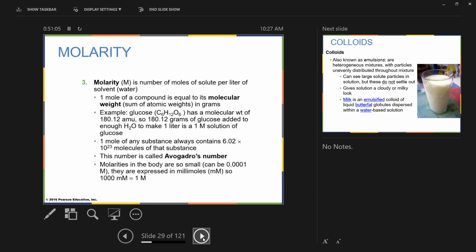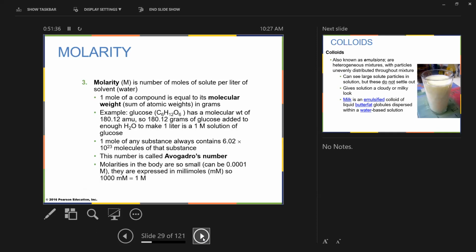Now, what is a mole? Well, we know it's that little thing that burrows through the ground and digs up your garden. So that's a mole, but that's not the mole we're talking about. A mole is a unit of measure. It is an amount of a compound that is equal to the molecular weight of the compound.